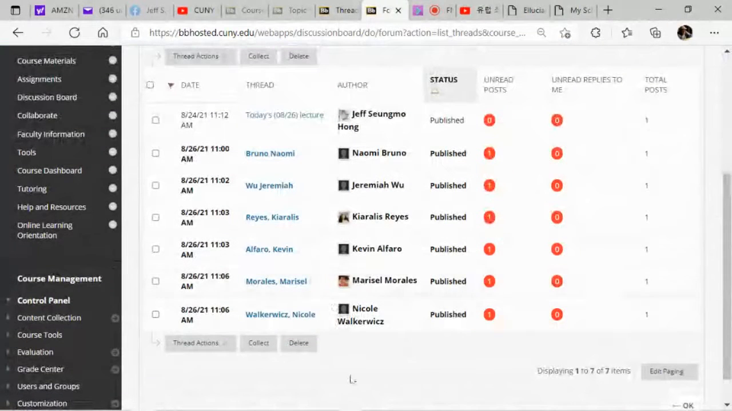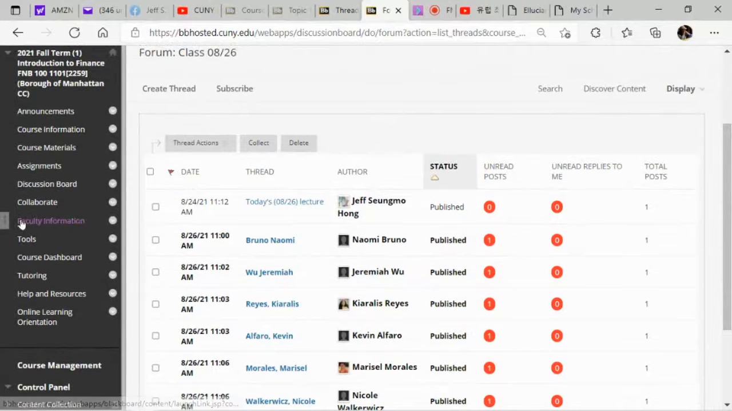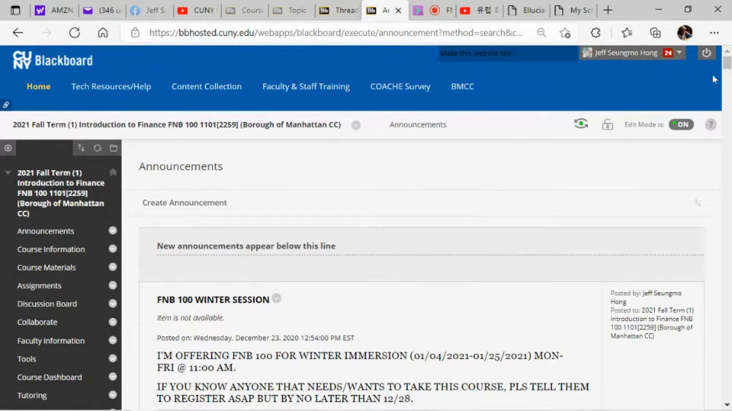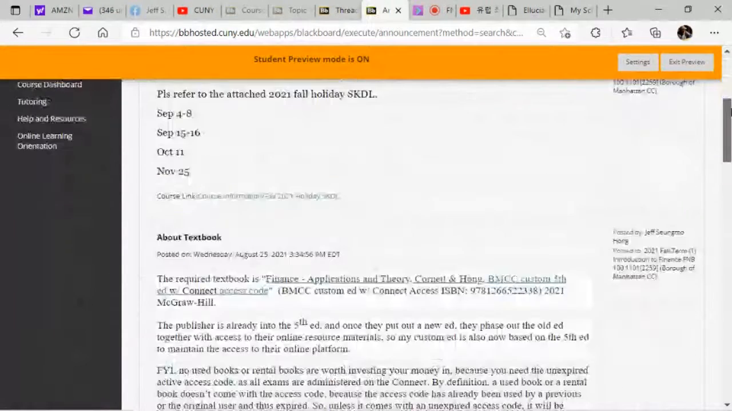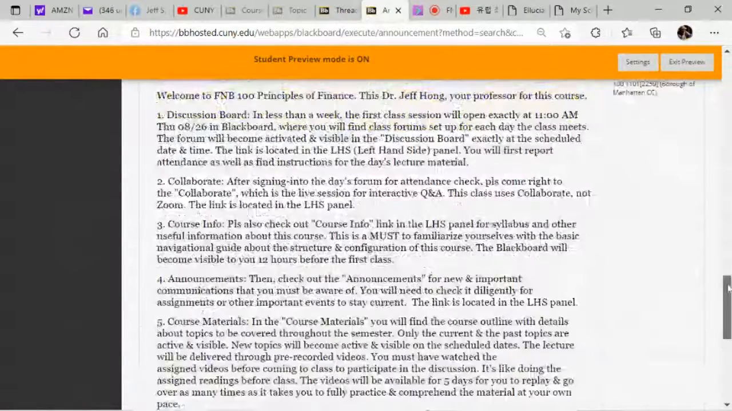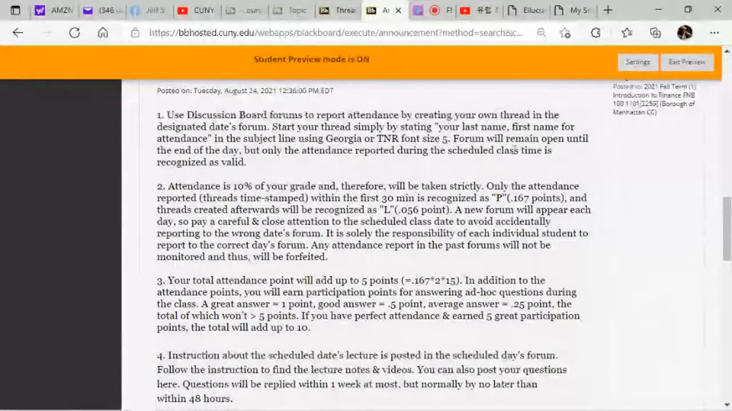And then I see a couple more people joined. Also, if you have already received my emails, there were a couple more. I sent out first the welcome message, and then second, the class protocol. It says, use discussion board forums to report attendance by creating your own thread in the designated date's forum. Of course, the designated date today is 8/26, and that's what you can see today.